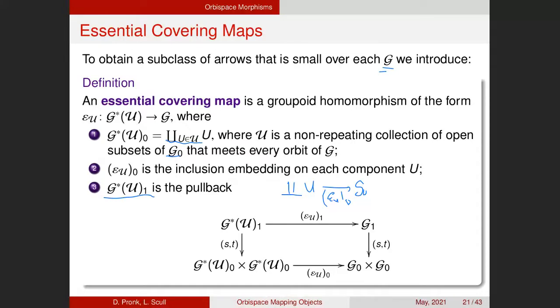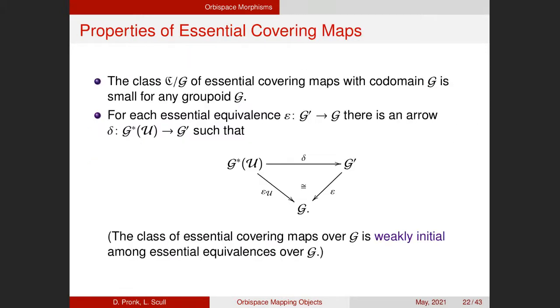And it turns out it's enough to only look at these. The problem is really that if you go from one etale groupoid to another, what you need to be able to do is break things up, and this is precisely what lets you do that. The technicalities are that, first of all, this class is small, at least over any groupoid G, because I'm working with a subset of the power set. And the essential covering maps are weakly initial among essential equivalences, in the sense that any essential equivalence can be precomposed with another essential equivalence so that the composite is an essential covering map.